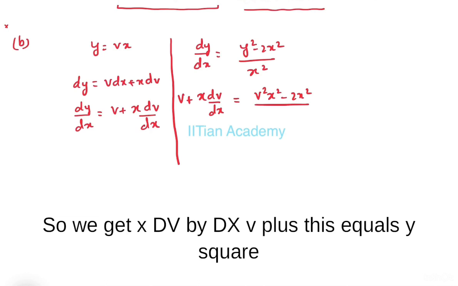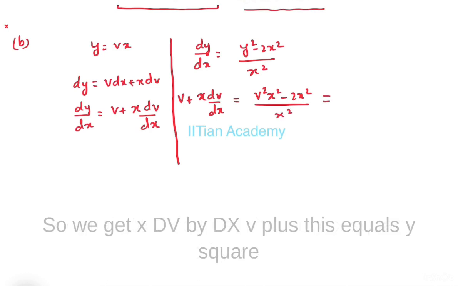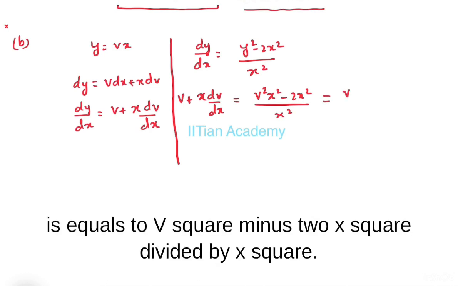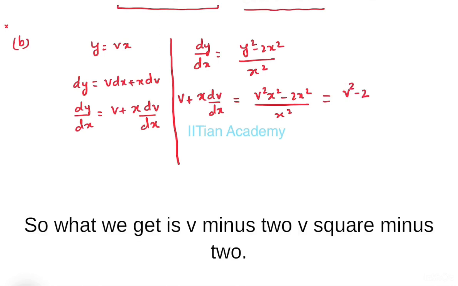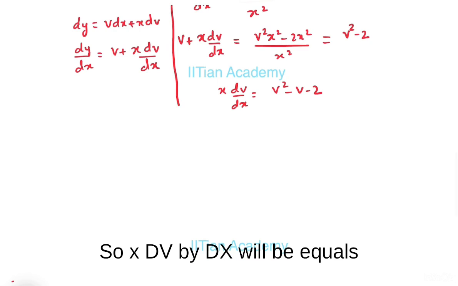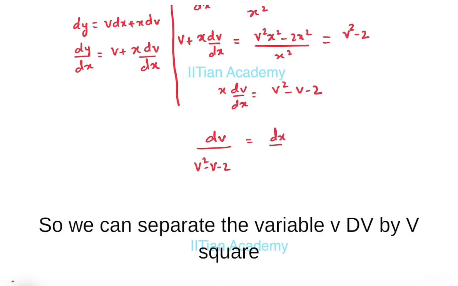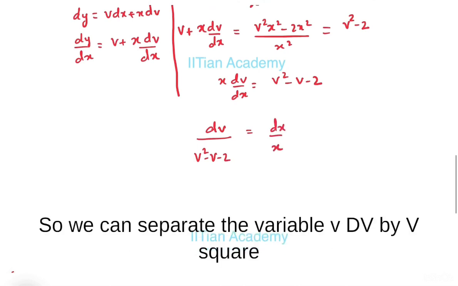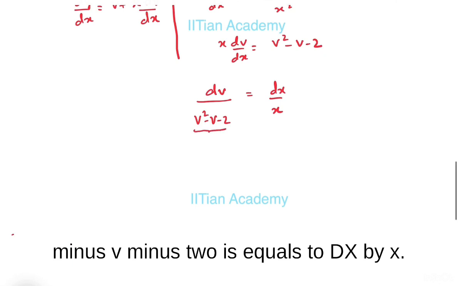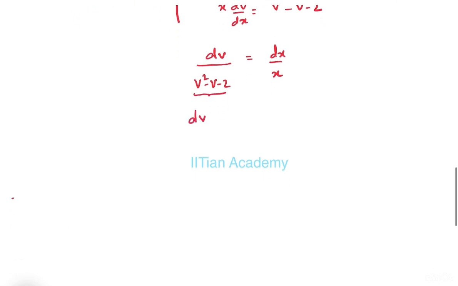v plus this equals y square, which is v square x square minus 2x square divided by x square. So what we get is v square minus 2. So x dv by dx will be equal to v square minus v minus 2. So we can separate the variables. dv by v square minus v minus 2 is equal to dx by x.